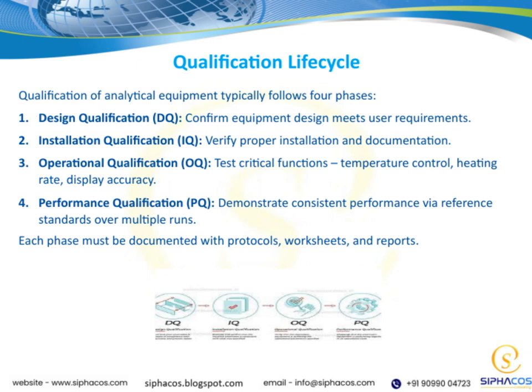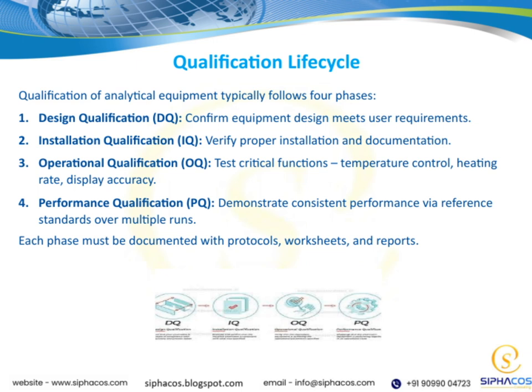Then comes operational qualification, or OQ. Here, we test the equipment's critical functions, such as temperature control, heating rates, and display accuracy. We want to make sure everything operates within specified parameters. Finally, we have performance qualification, or PQ. This phase demonstrates that the equipment performs consistently over time, often by using reference standards across multiple runs. The goal is to verify ongoing performance and reliability.